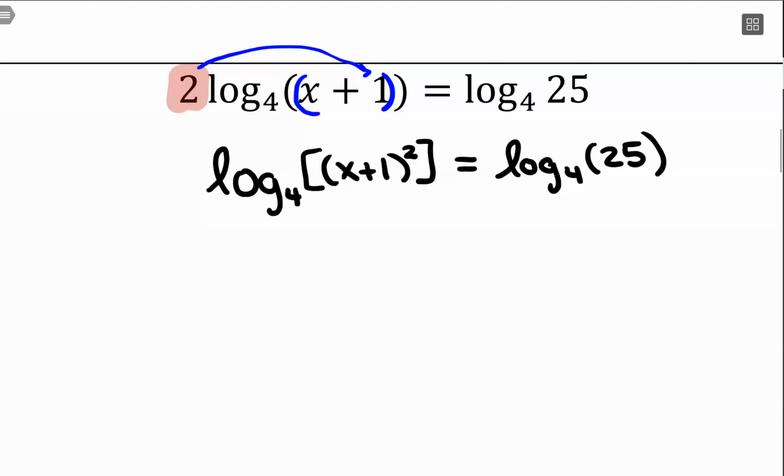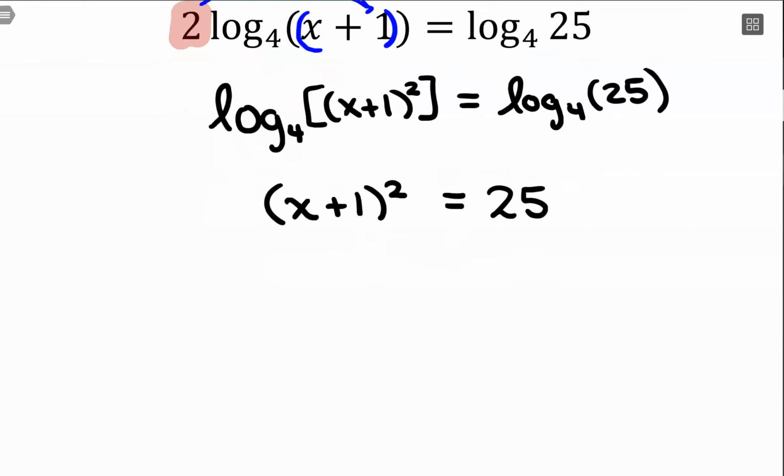The key being, there's nothing else adding, subtracting, multiplying, dividing on the outside of these. These are logarithms of the same base, and we're saying this logarithm base 4 is exactly equal to this logarithm base 4. So whatever's inside has to be the same. So we can simplify this to just being where is (x plus 1) squared exactly equal to 25. That's what we need to really solve in order to get x.